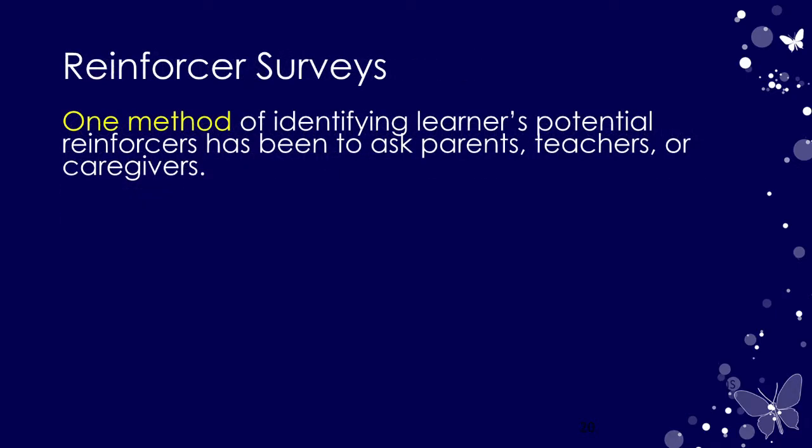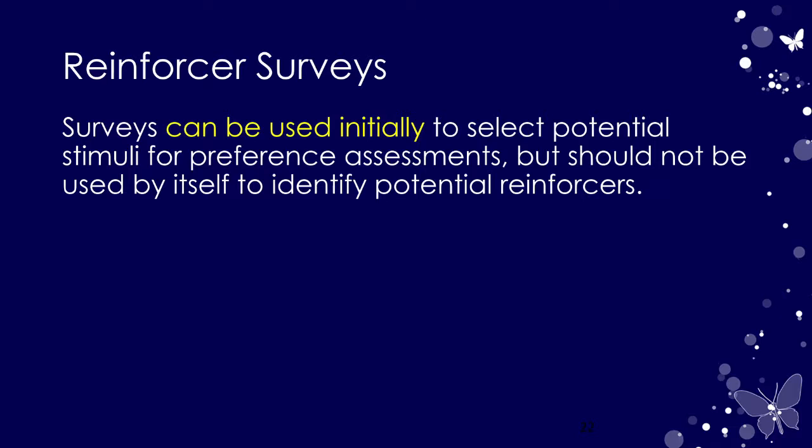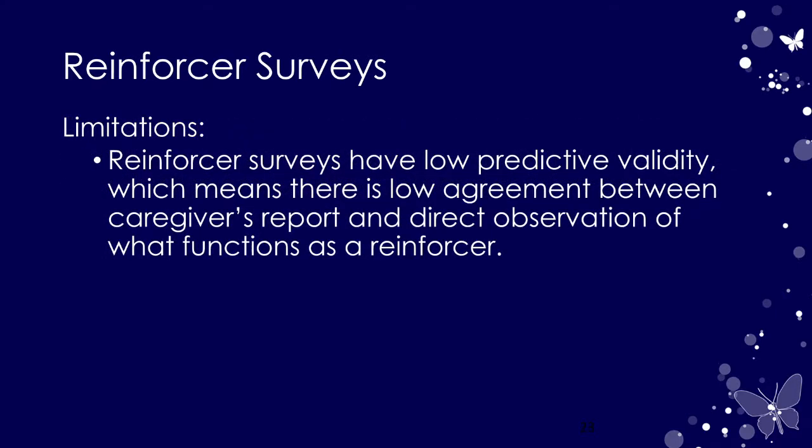One method of identifying learners' potential reinforcers has been to ask parents, teachers, or caregivers. Some known surveys include the Reinforcer Checklist, the Reinforcer Assessment for Individuals with Severe Disabilities, and Likert questions. Surveys can be used initially to select potential stimuli for preference assessments, but should not be used by itself to identify potential reinforcers. Limitations of reinforcer surveys.